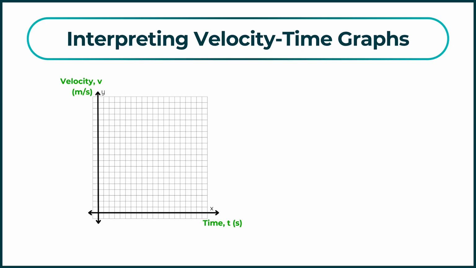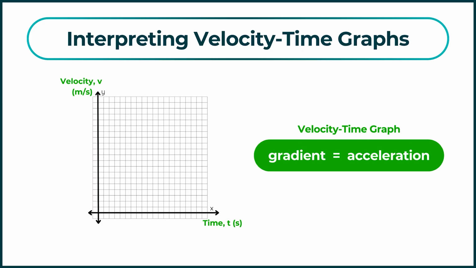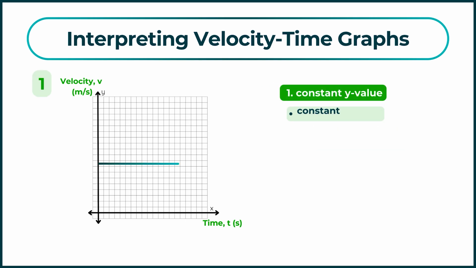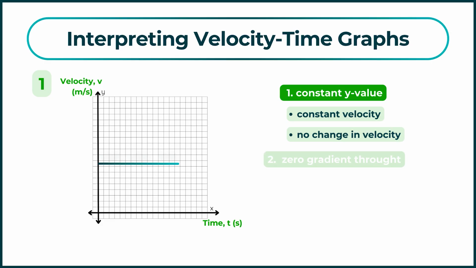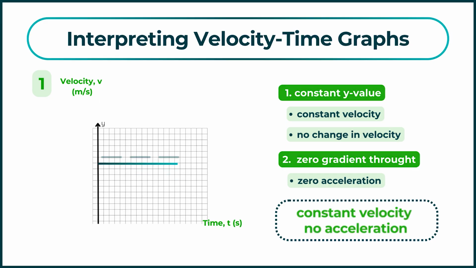Now let's examine velocity time graphs. Remember, the gradient of a velocity time graph gives acceleration. The first graph shows a horizontal line, meaning the velocity remains constant, which means that the object moves at the same velocity throughout. The gradient is also 0, which indicates the acceleration is 0, which makes sense.